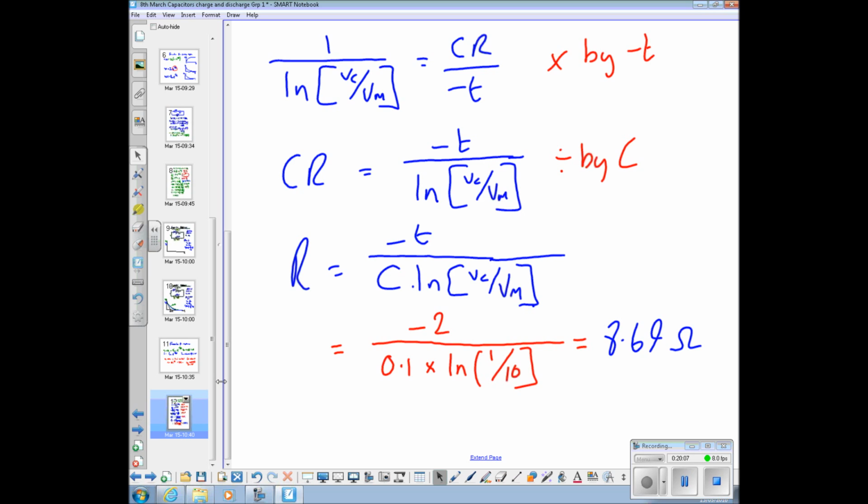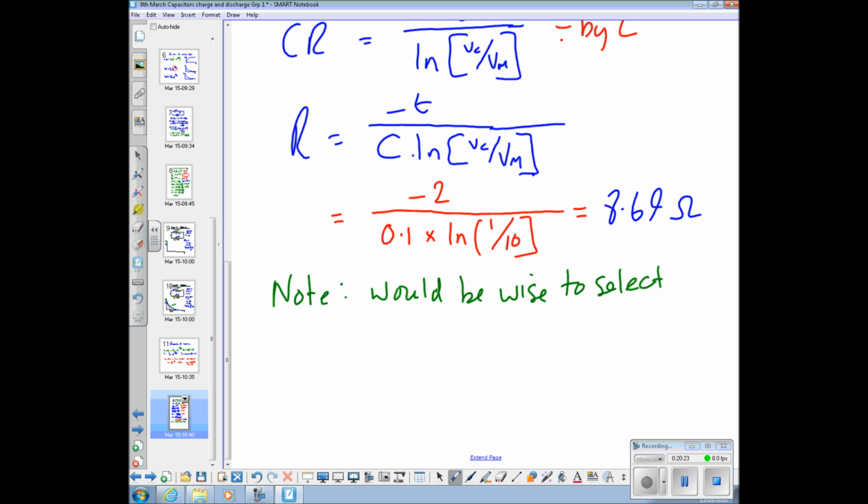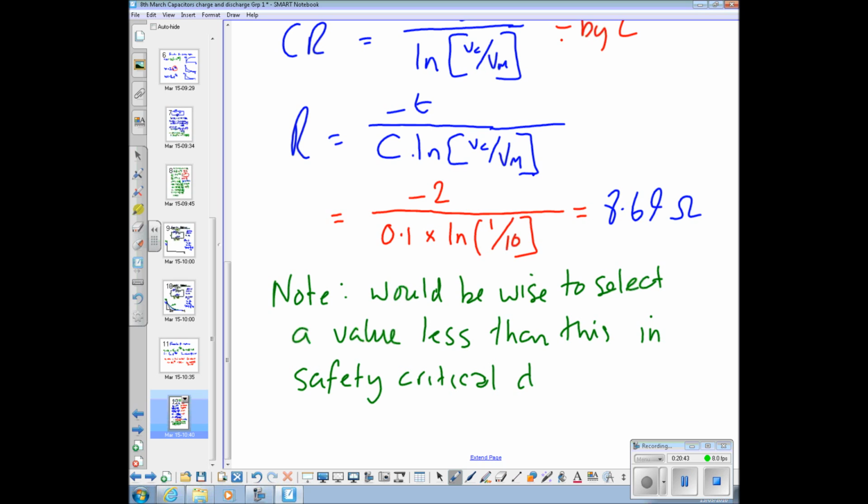Yep. Okay. So I'll just put a note down there. Note: it would be wise to select a value less than this in safety critical discharge circuits.